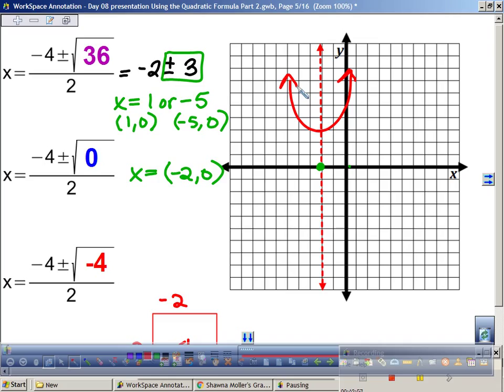I could actually find my vertex. How would I find my vertex on this one? How do we get a vertex? Talk with your groups. How do you get a vertex? I'm not going to be able to actually do it right now because I don't have my quadratic equation. But how do you normally find a vertex? Yes, it's where it starts.